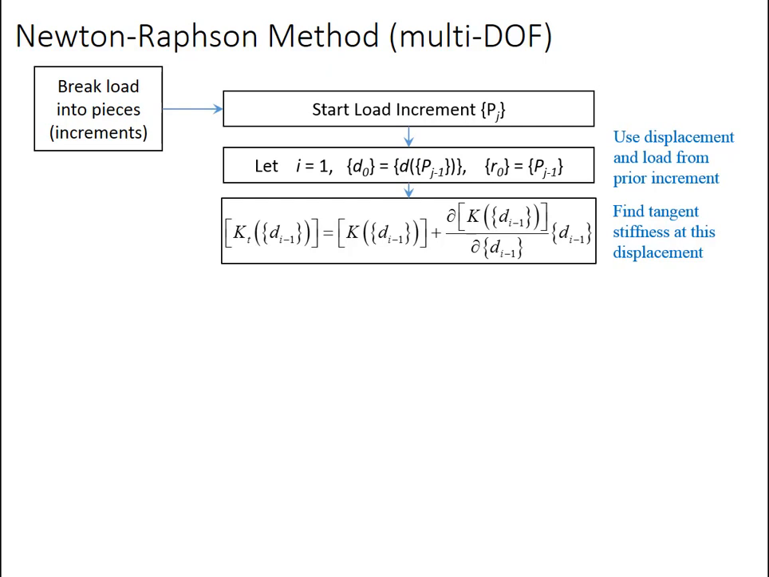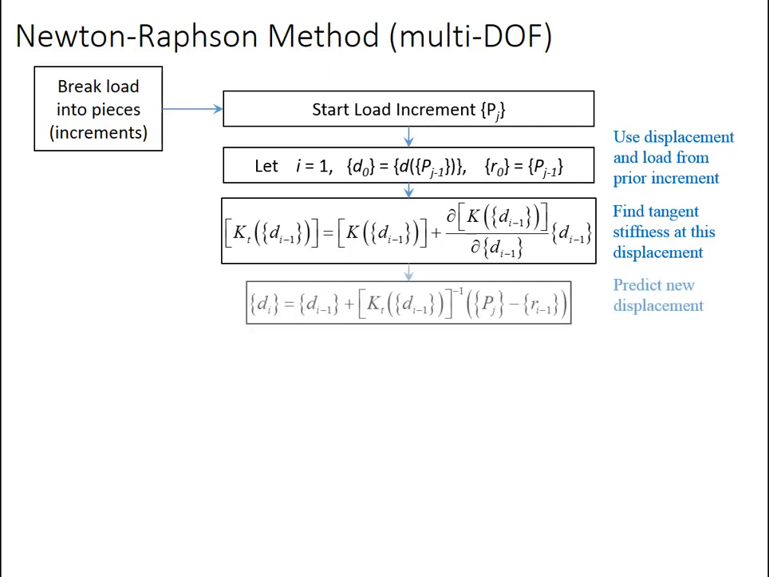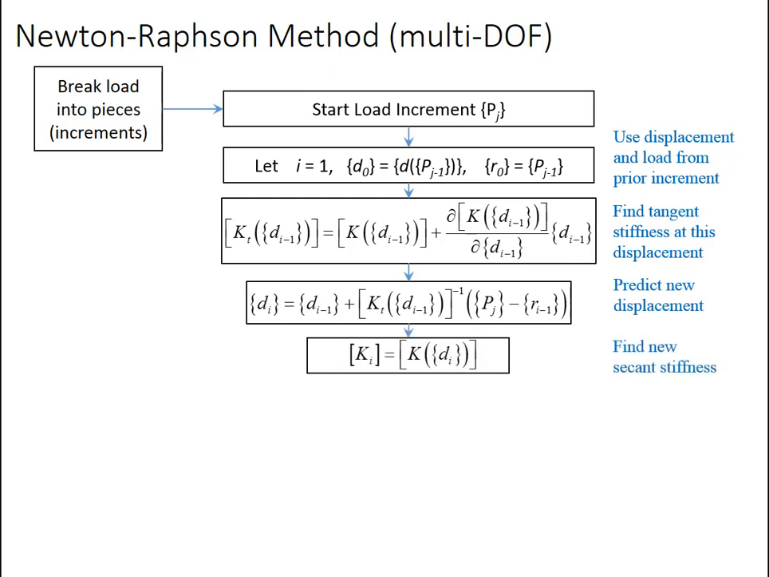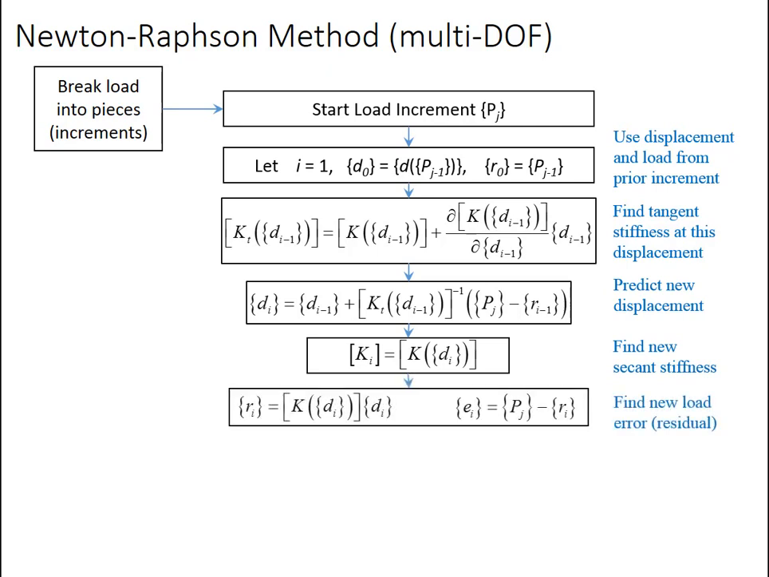This is obviously going to be a numerical approximation we'll be making in FEA to do that derivative. And then that gets multiplied by our D0, our degree of freedom vector for 0 increment. Then we get a new displacement or degree of freedom vector, D1. We use that to get a new secant stiffness, Ki, or K1 in this case. And then we find a new load and a new load error, so Ri and Ei, all of those being load vectors.